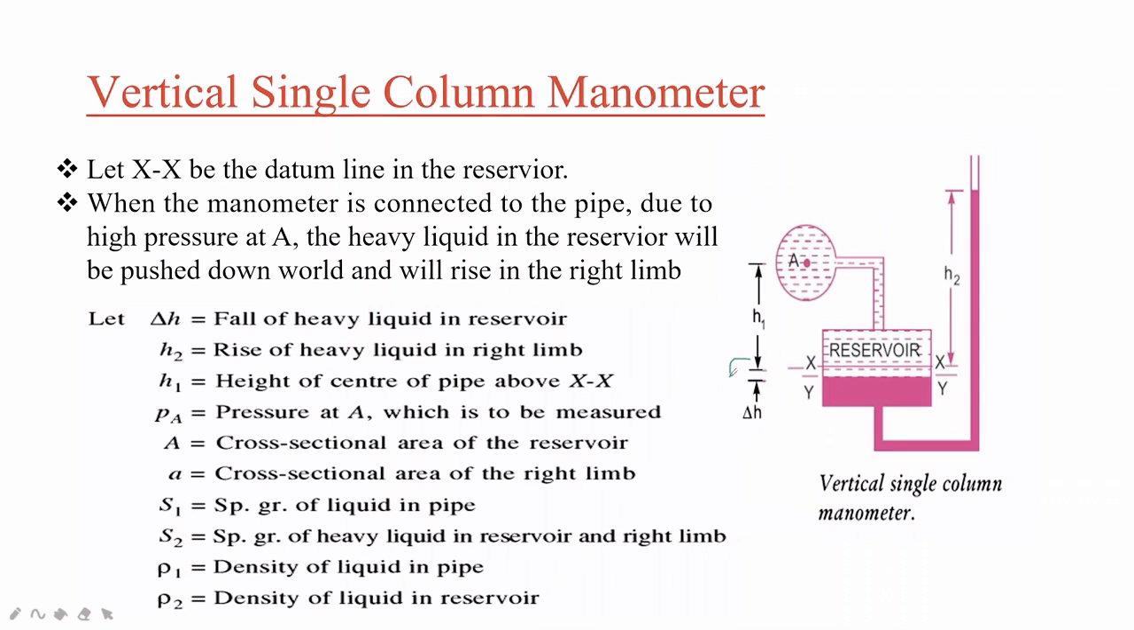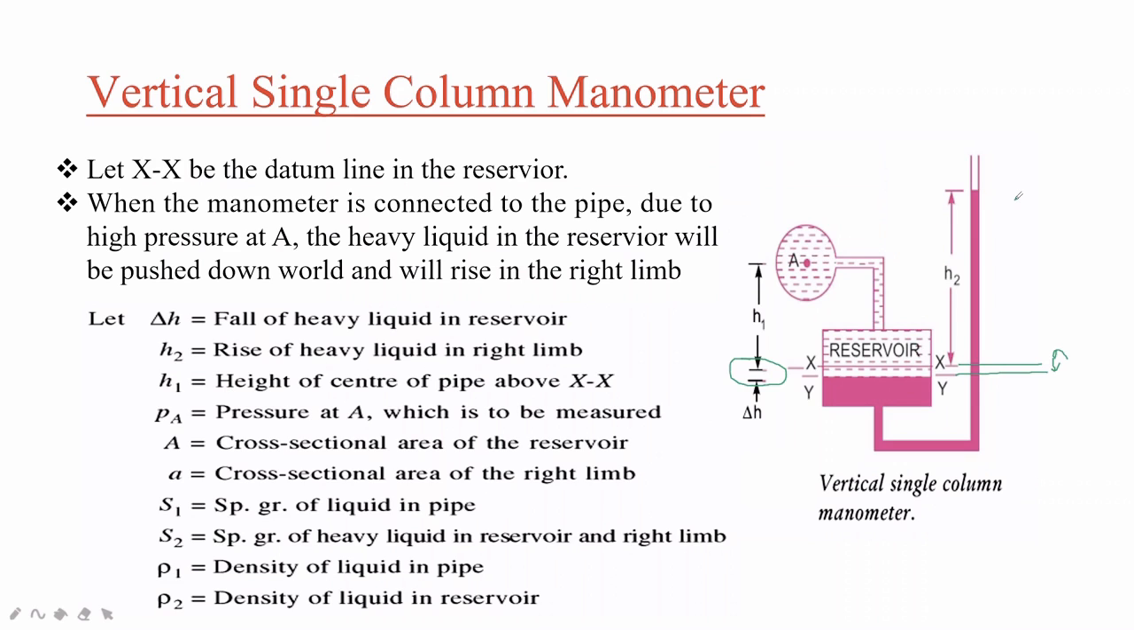So this is the delta H. When first it was, the condition is here. Now whenever it is connected to A, the reservoir came down. It is pushed this much. So this is delta H, the fall of heavy liquid in the reservoir.